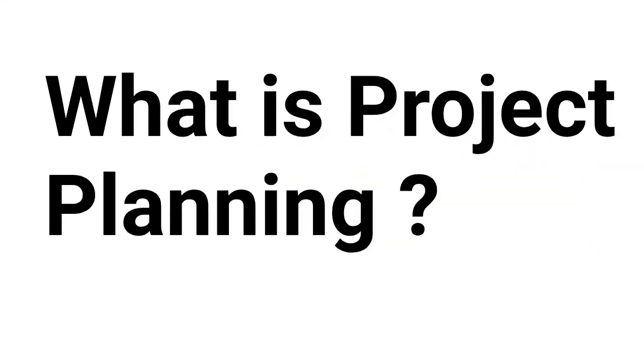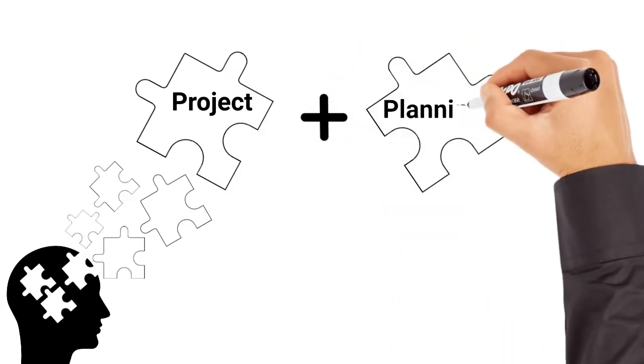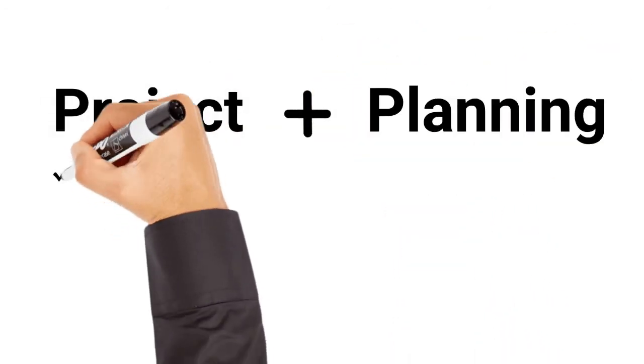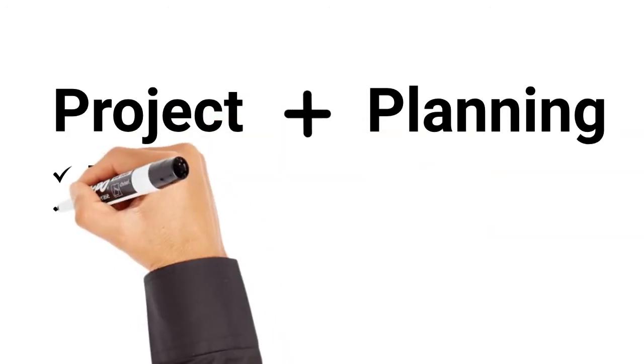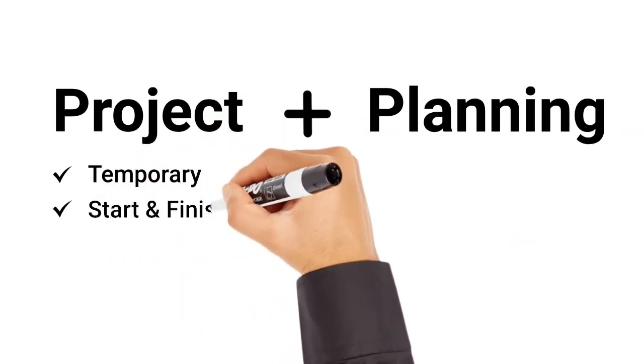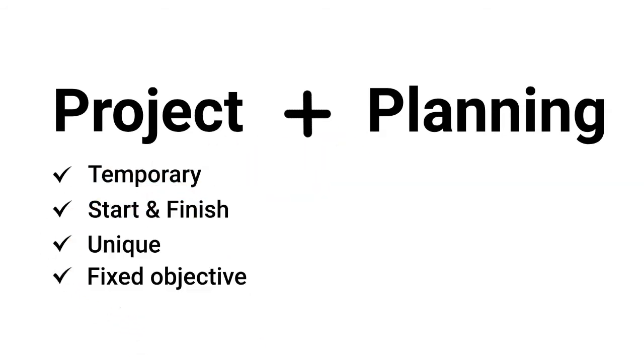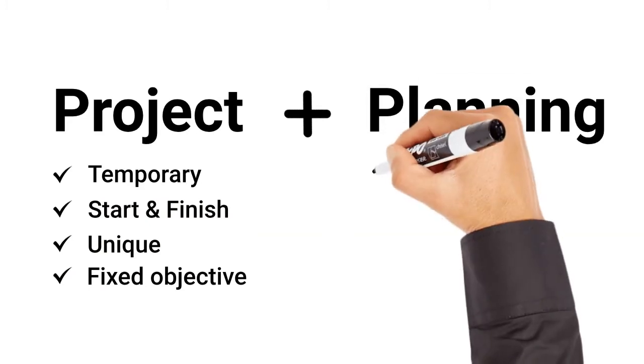Before diving deep into it, let's analyze the phrase project planning. It consists of two words, project and planning. A project is a temporary endeavor undertaken to achieve a particular aim in a certain duration and budget. Every project has a start and finish date with something to deliver under a certain cost. The project always produces a unique output, and it doesn't continue forever. It ends when the objectives are met.